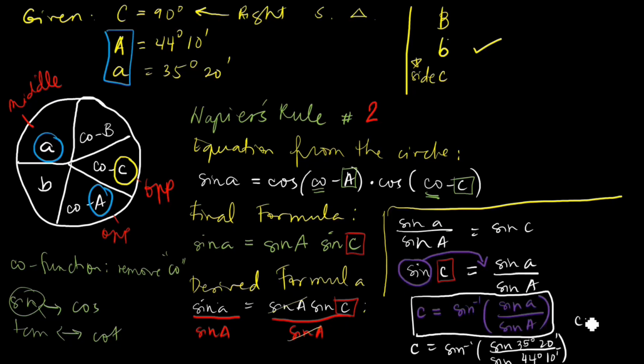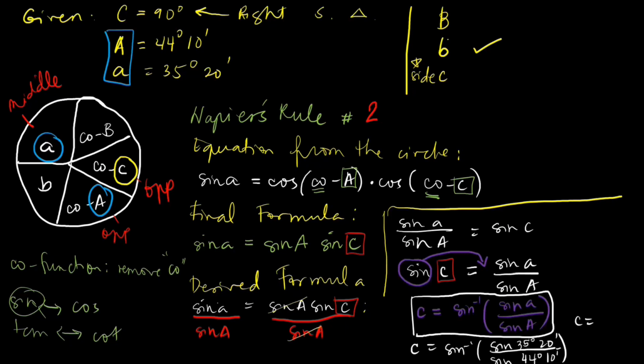So inputting in your calcu, again, your calcu should be in degree mode. So that is arc sine of 35 degrees, 20 minutes, sine of 44 degrees, 10 minutes. Then close. So the answer in the calcu is 56.10 degrees.